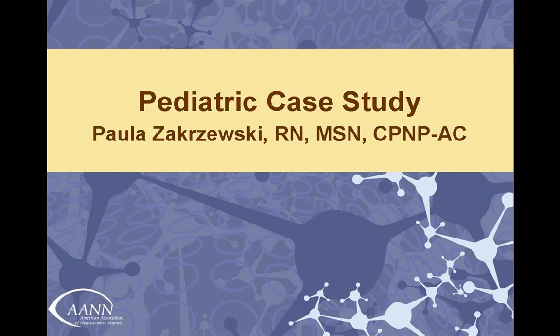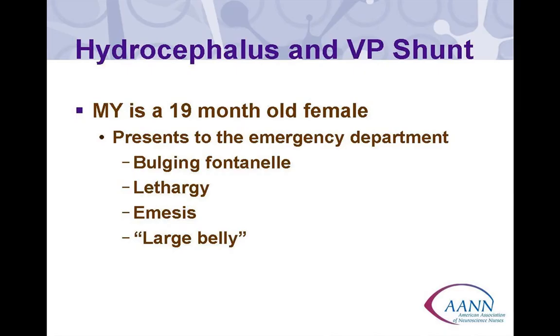Okay, our pediatric case study for today is patient MY, who is a 19-month-old female. She's a 23-week preemie with hydrocephalus secondary to a grade 4 intraventricular hemorrhage. She had a ventriculoperitoneal shunt placed shortly after birth. And then on this admission, she presents to the emergency department with a complaint of a bulging fontanelle, lethargy, and emesis. The family also reported that her belly seems bigger. Next slide, please.